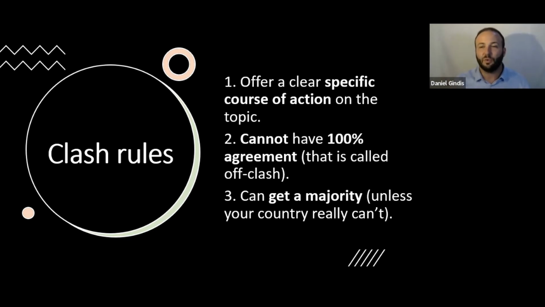But 3, we're not looking to be antagonists. We're not looking to say something so controversial everyone jumps on us. Your clash needs to potentially be able to get a majority, 50% plus 1. That's what you need. So if your clash is one sentence with a specific course of action of what you want to do that at least one country doesn't agree with and could potentially get a majority.